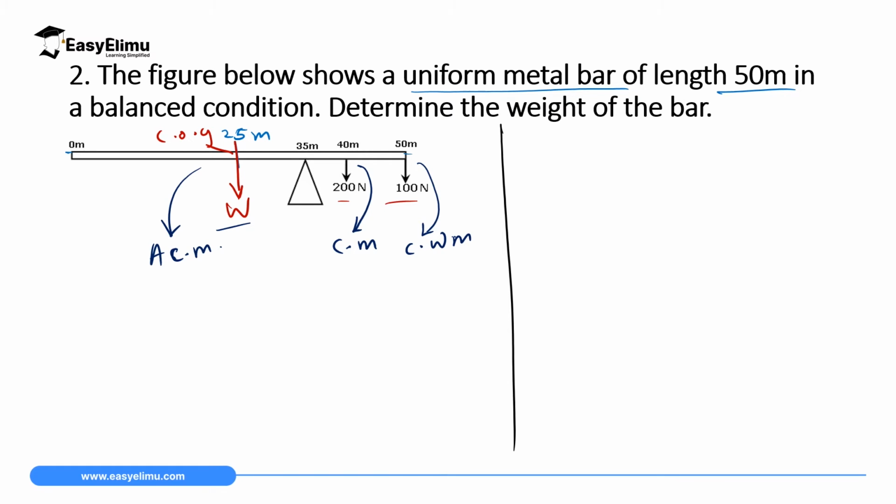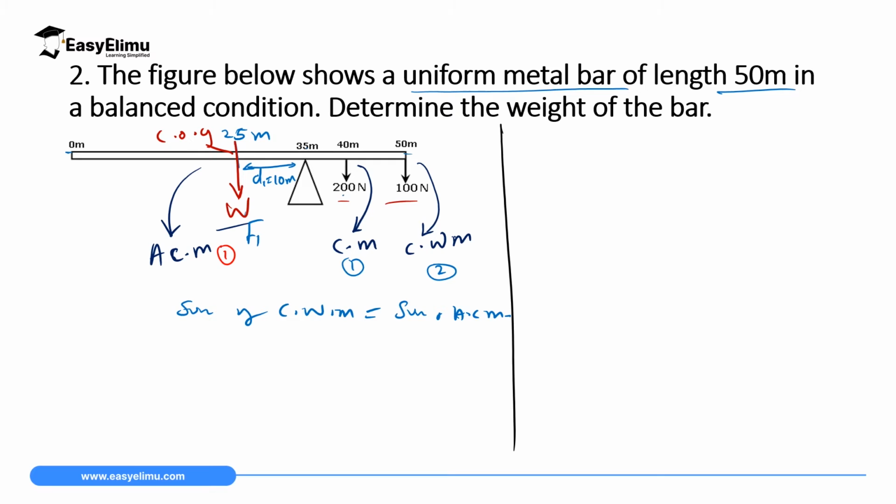So if you use the principle of moments to determine the weight of this rule, then the sum of clockwise moments is equal to the sum of anti-clockwise moments. How many clockwise moments do we have? We have 1, 2. Now, how many anti-clockwise moments do we have? We have only one anti-clockwise moment in this system. So if we call this weight F1, then the distance from the pivot, that is 35 minus 25, which is D1, let's call it 10 meter.